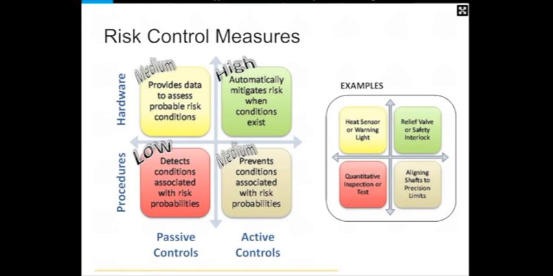And those hardware controls could be things from passively just a warning or a sensor or something that identifies that a non-value-adding condition may exist or is going to exist if we don't react, to installed hardware like a relief valve or a safety interlock that completely eliminates the situation altogether.